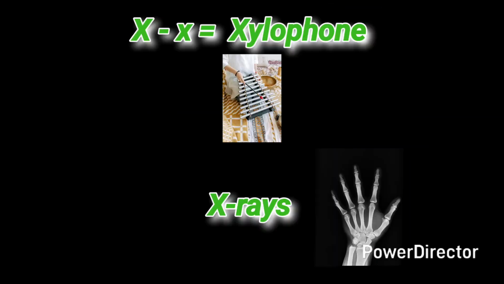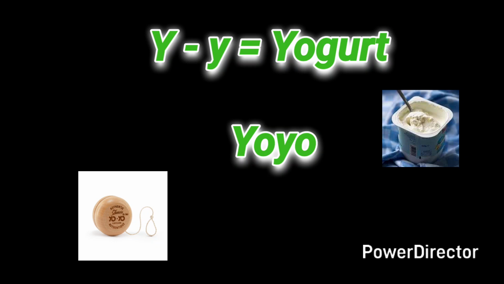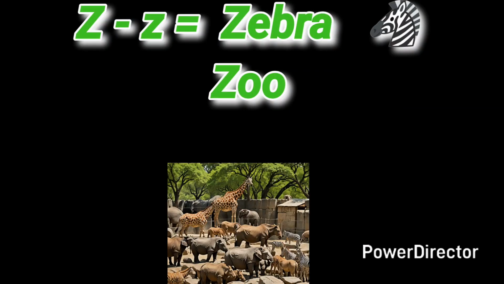X, xylophone, X-rays. The letter Y, yogurt, yo-yo. And the last letter is Z. Americans, they pronounce it Zee, and the British, they pronounce it Zed, as in zebra, zoo.